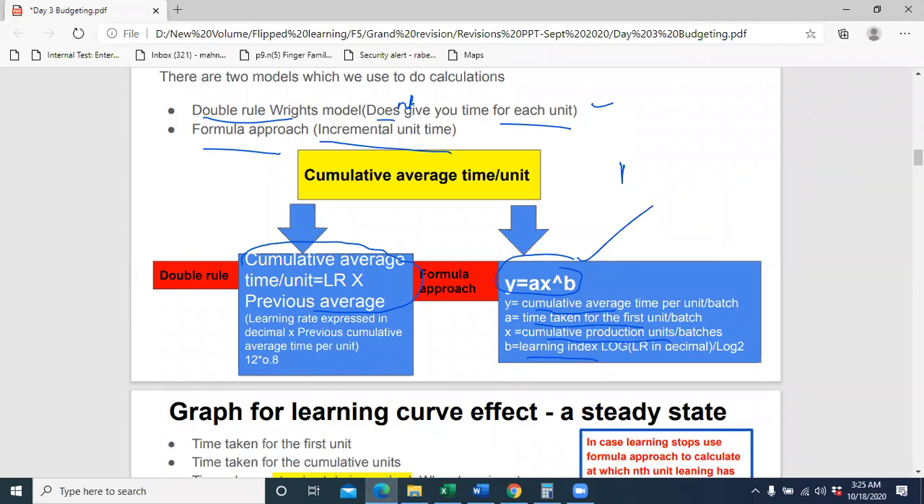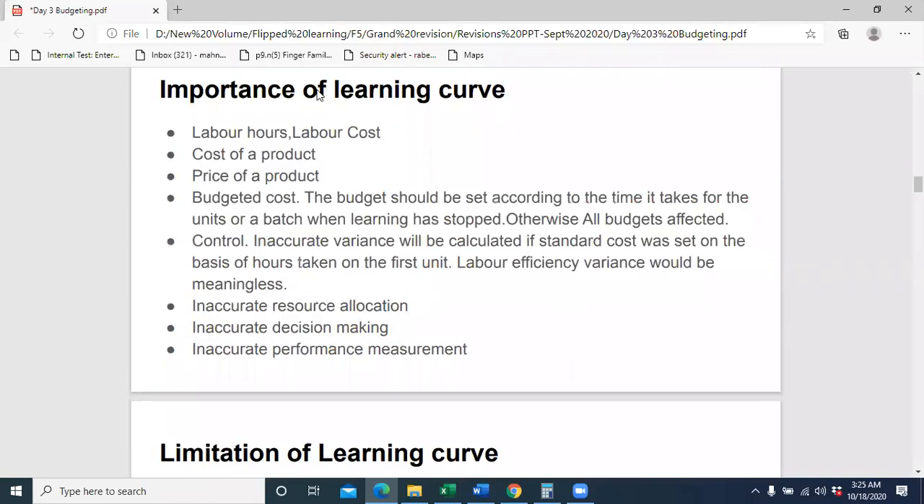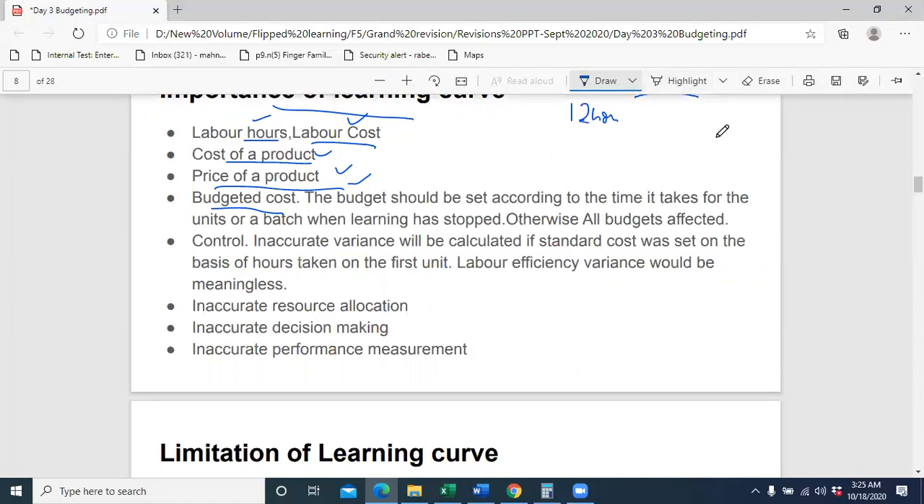Okay, so now I am going to talk about the importance of learning curve. Whenever labor cost is affected, it affects the cost of the product. It can have an impact on the price of the product, since labor cost is changing. It will have an impact on the budgeted labor cost. For example, initially you thought it takes 12 hours, but after making 50 units you actually know that the time taken per unit is only 5 hours. And this is the time on which you should be setting your budgeted cost. If I set it on the basis of 12, my cost would be wrong.